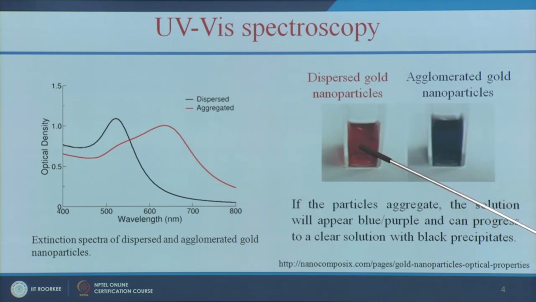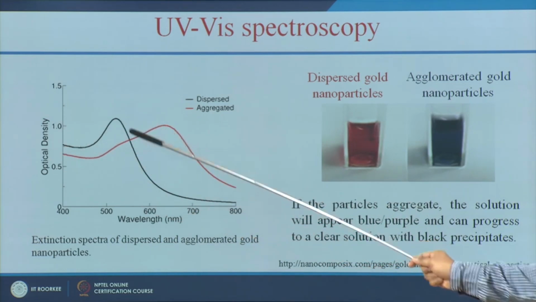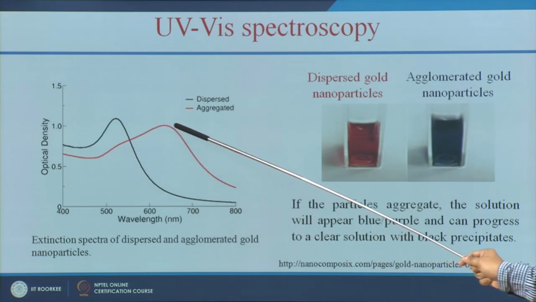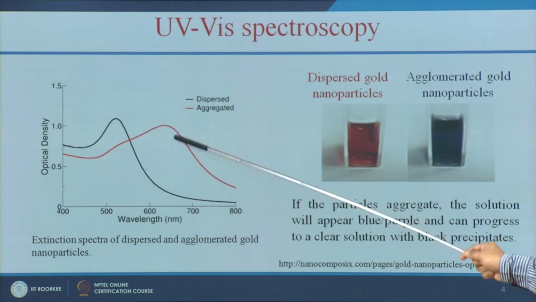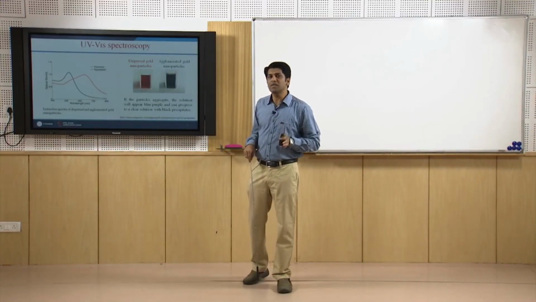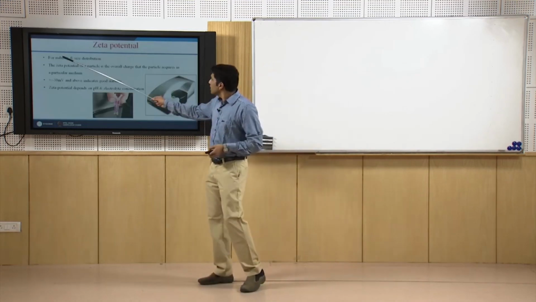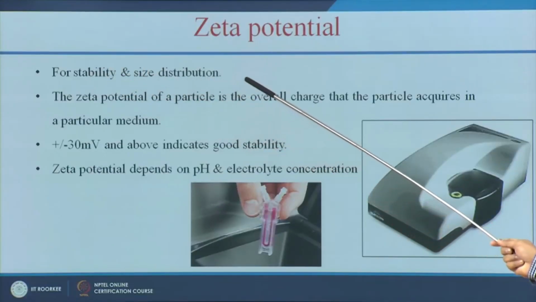For example, you can take gold nanoparticles. Usually gold nanoparticles are ruby red in color, and if they are agglomerated or aggregated, they will be purple. Studied under UV visible spectroscopy, the dispersed gold nanoparticles give a peak at around 550 nanometer, and the agglomerated or aggregated particles give a peak at around 650 nanometer. For any metal nanoparticle, the first step of characterization is UV visible spectroscopy, and for any nanoparticle the stability and size distribution are very important.